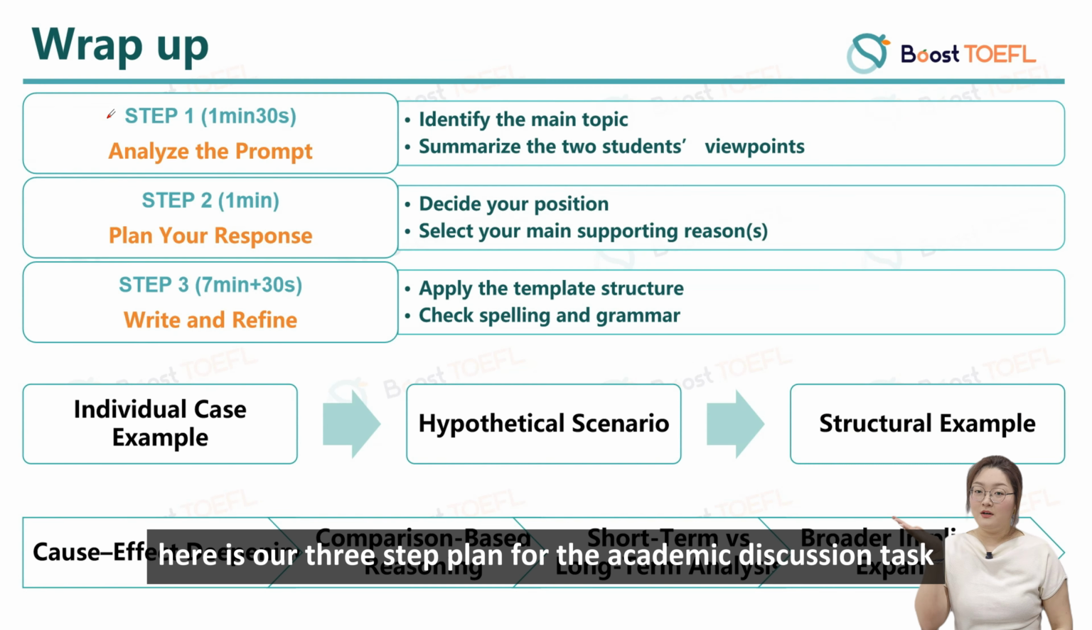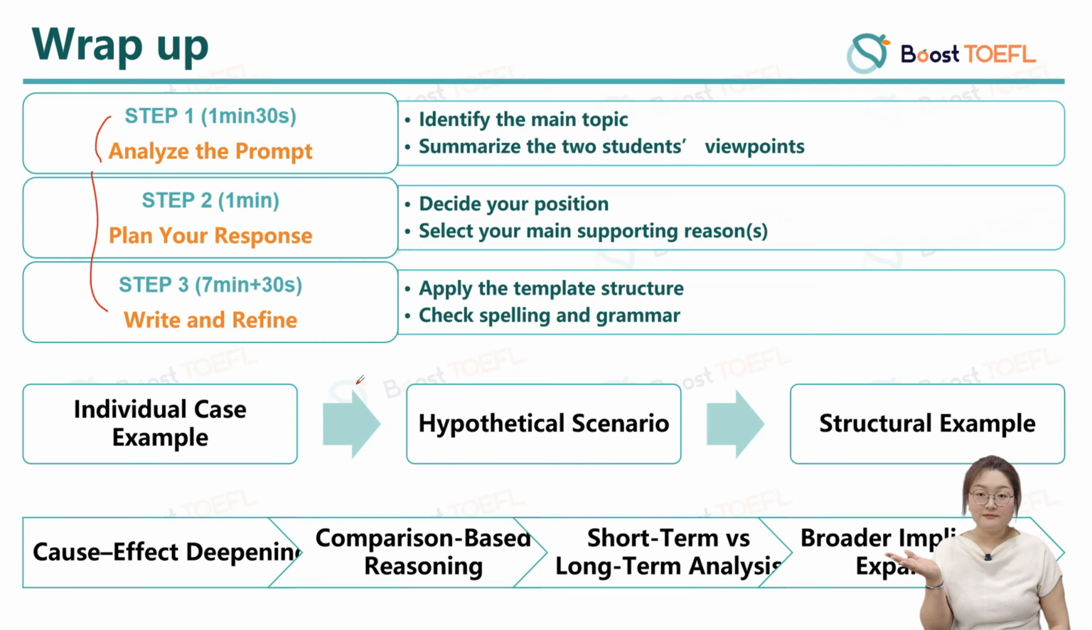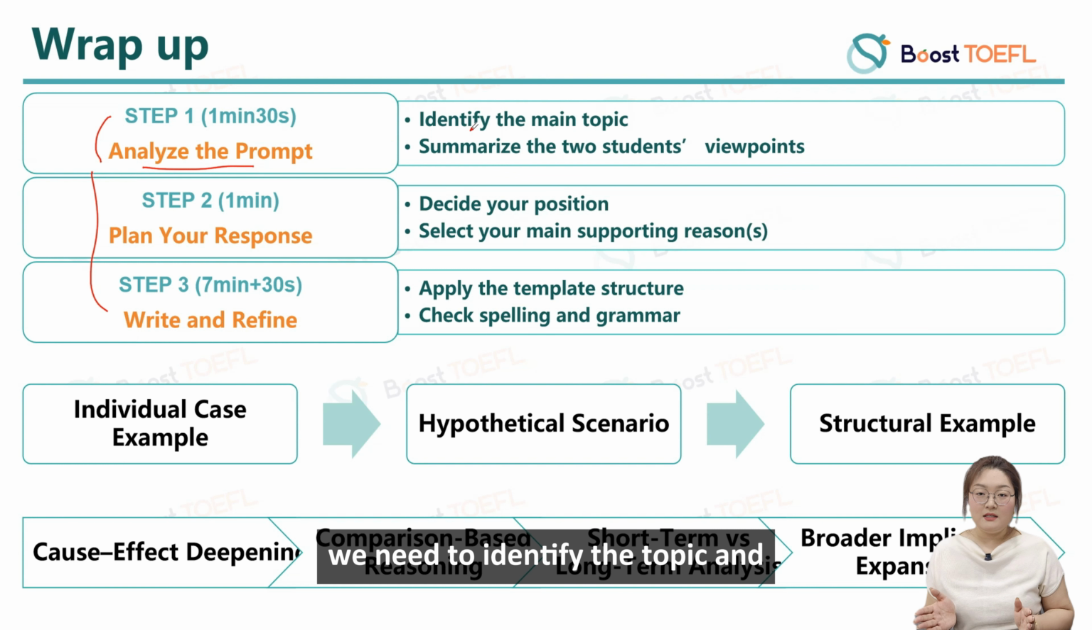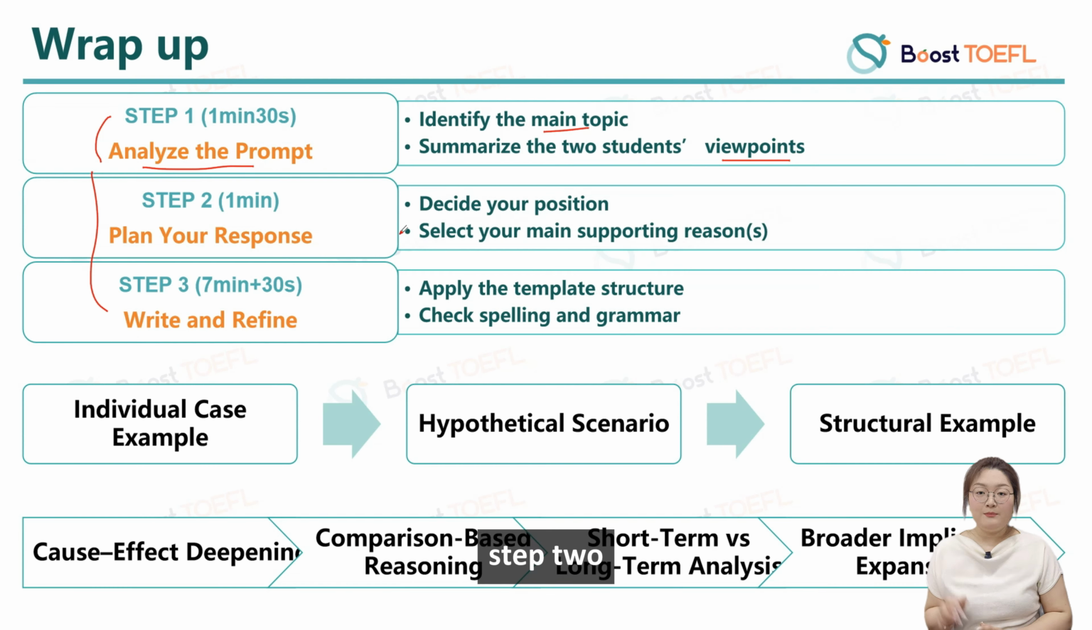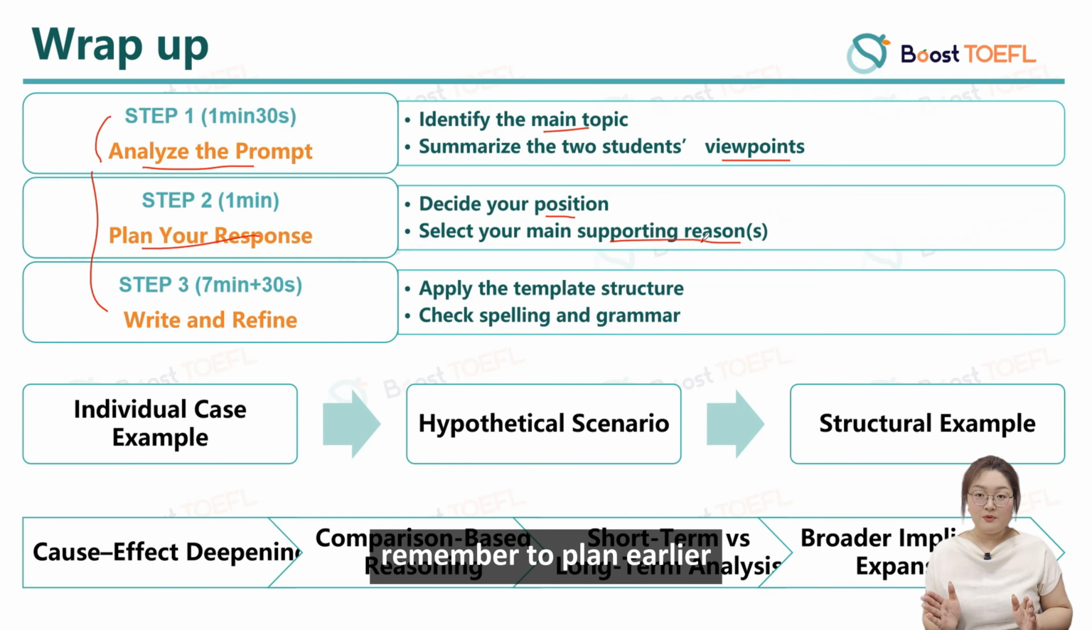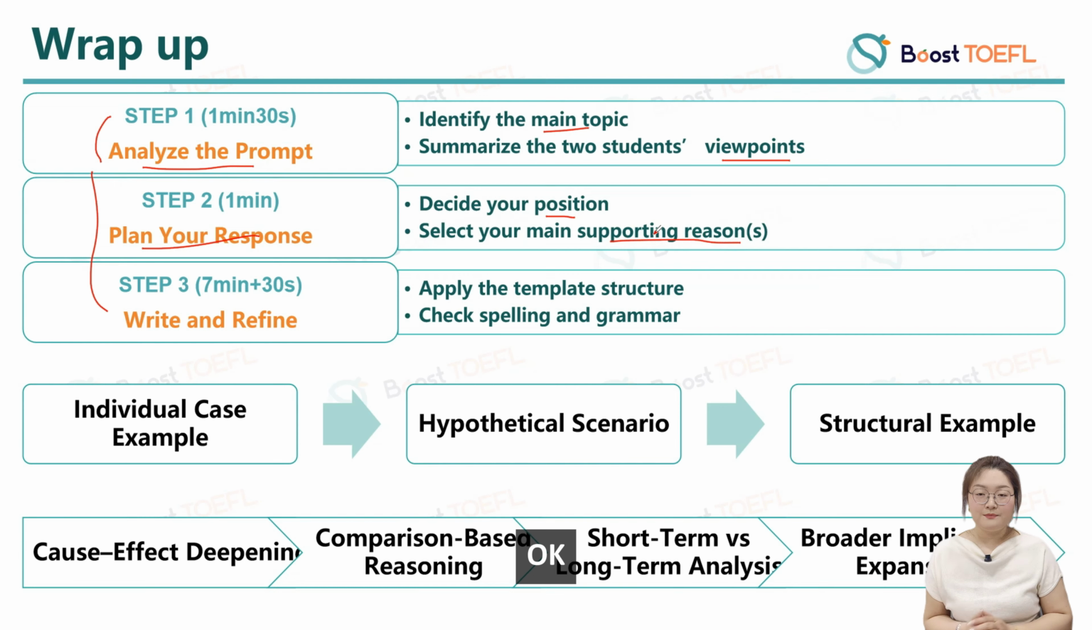Here is our 3-step plan for the academic discussion task. Step 1, analyze the prompt. We need to identify the topic and summarize both students' views. Step 2, plan your response. We need to pick a side and choose 1 to 2 strong reasons. Remember to plan earlier, okay?